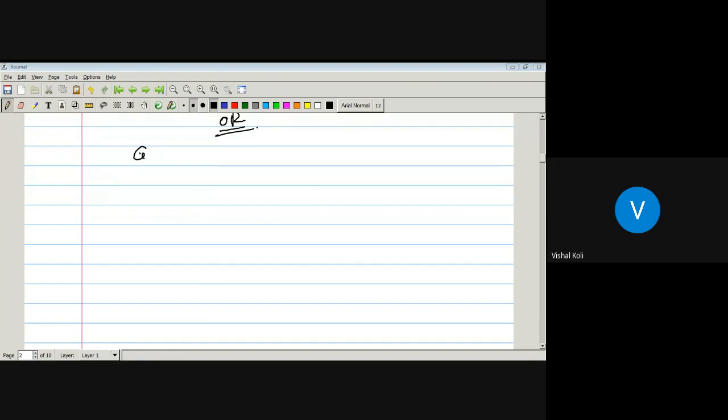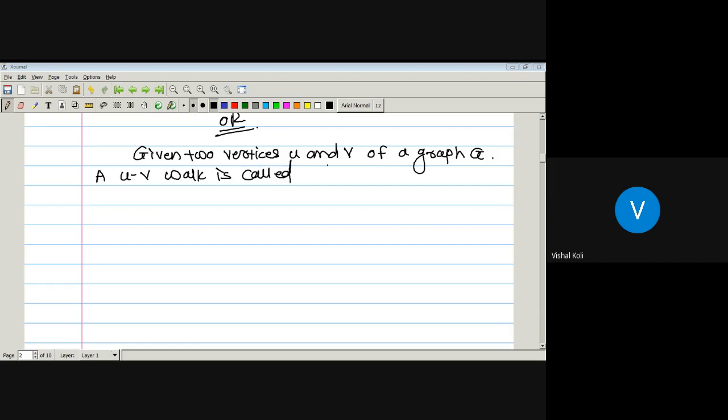Given two vertices U and V of a graph G, a UV walk, that is, a walk from U to V, is called open or closed depending on whether U is not equal to V or U is equal to V. Okay, so this will be the definition for open and closed walk.